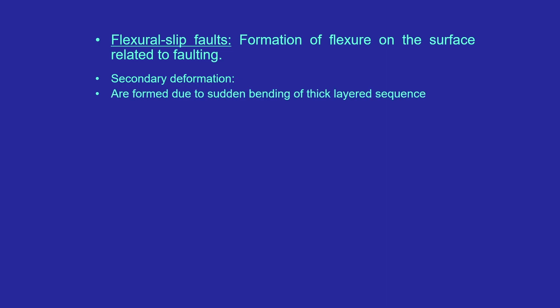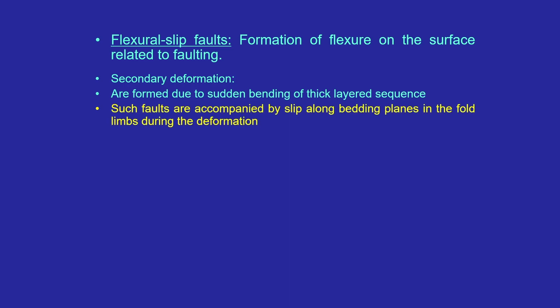Now, flexure slip faults. Okay. Formation of flexures on the surface related to faulting. So, secondary deformations are formed due to sudden bending of a thick layered sequence. Such faults are accompanied by slip along the bedding planes in the fold limbs during the deformation. They are rooted in the axis of the fold, that is here. If you say this is the fold here, then this will be rooted in the axis only.